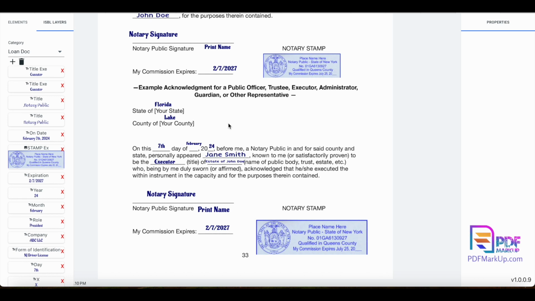Generally, the process works like this: the notary first verifies the identity of the signatory and their capacity, whether that's the trustee, the executor, etc. This can be done through identification documents or other satisfactory evidence.